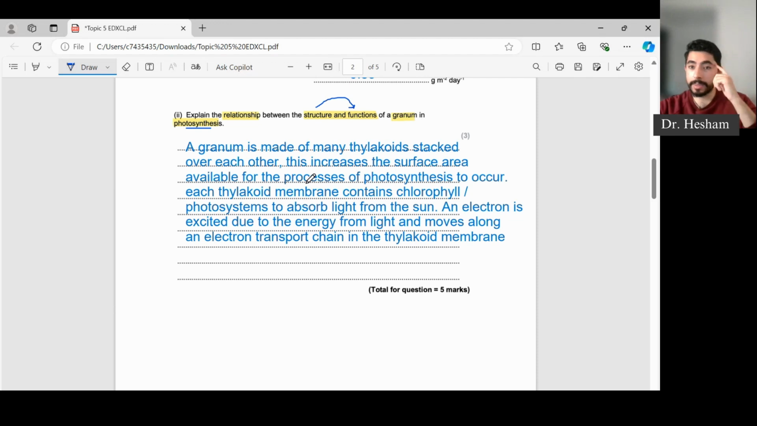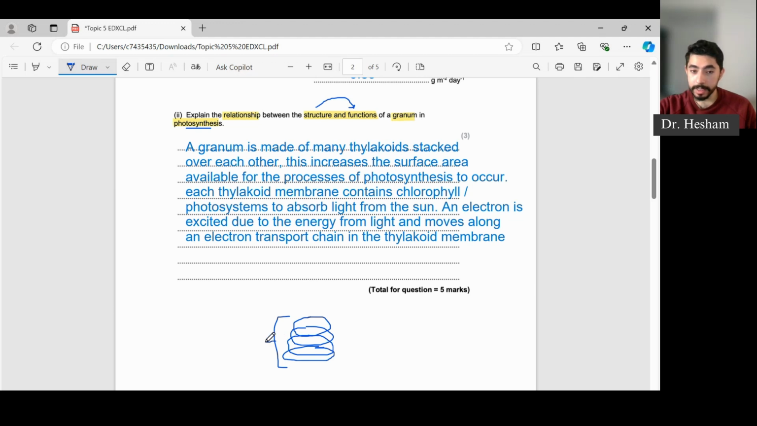The first thing that comes to mind when someone talks about granum and photosynthesis: granum is what? Granum is a stack of thylakoids. So you have the base unit of photosynthesis, which is a thylakoid, a single thylakoid, and many thylakoids stacked over each other is called a granum. So this whole thing is a granum.